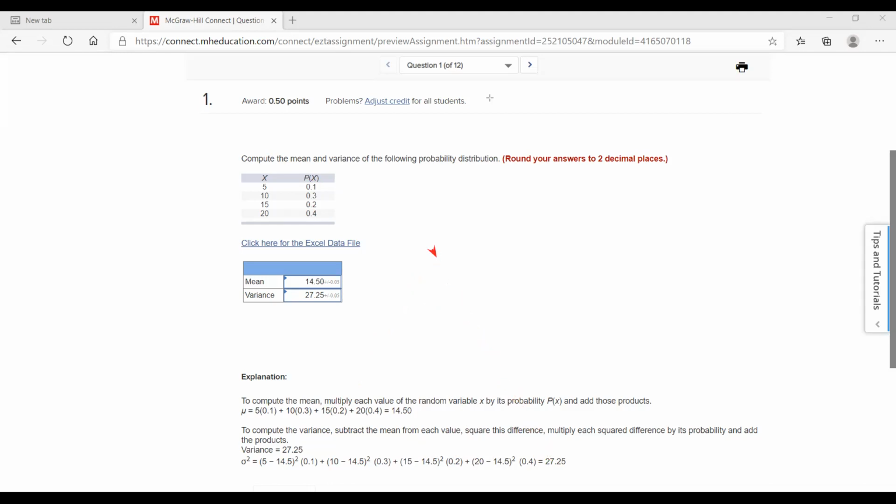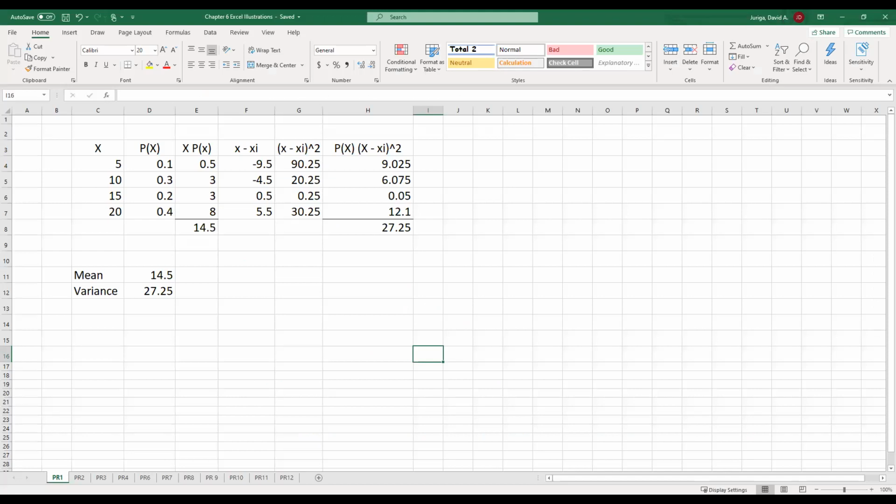So let me get my Excel file up. There we go. Again, on this particular problem, you can see the mean's 14.5. I took 5 times 0.1, there's your column, 0.5. 10 times 0.3 is 3, 15 times 0.2 is 3, and 20 times 0.4 is 8. You add those up, and 14.5 happens to be your mean.